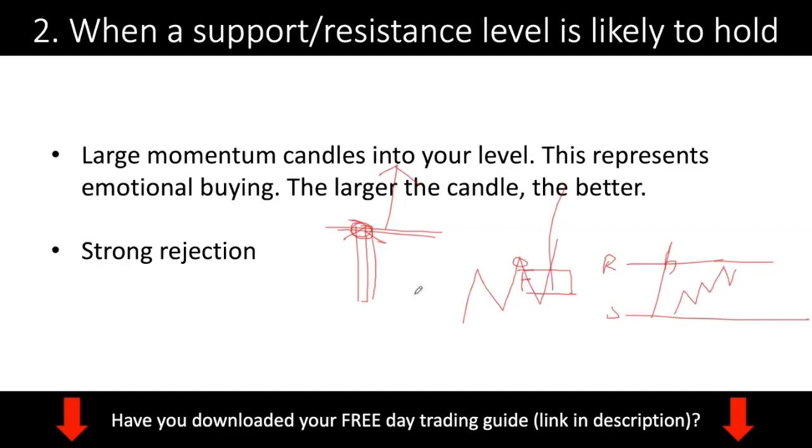But I want you to really understand that large momentum candles into your key support and resistance level is not a sign that the level will break. It's actually a sign that the level is going to hold. However, if you see a structured rally into the level, then it's a sign that the level is going to break. I will cover this in the last part, so not to worry about that. So you want to look out for large momentum candles. That's the first thing you want to look out for.